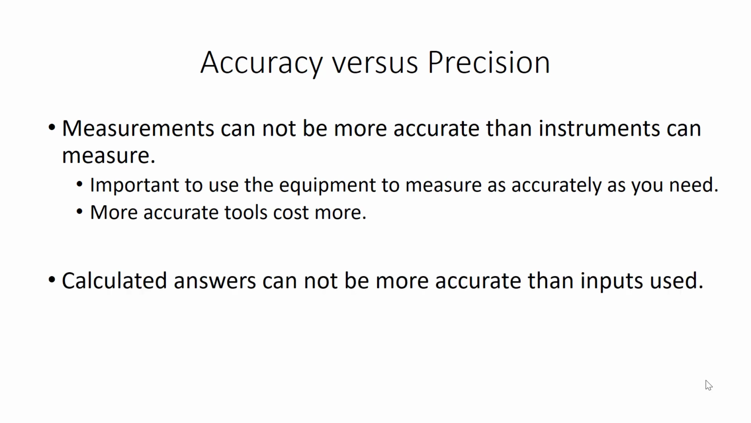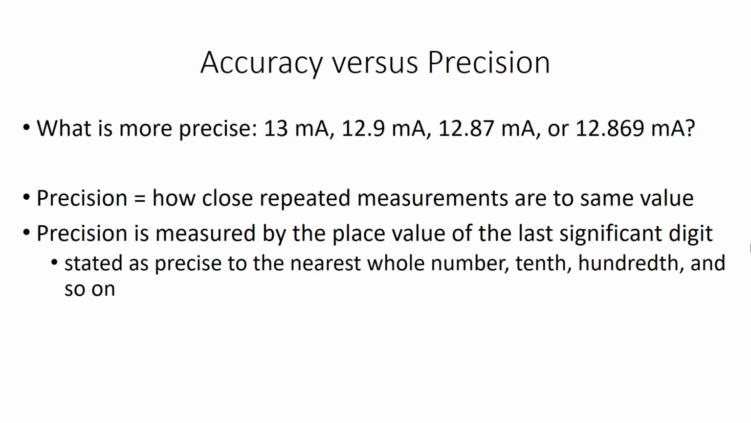Second main idea is that calculated answers cannot be more accurate than the inputs used. When we think about precision, precision is how close repeated measurements are to the same value. It's like the target. If all of the bullets are hitting in the same spot, they're precise. What we really want is precision and accuracy, where they're all hitting in the same spot and all at the correct value. Precision is measured by the place value of the last significant digit, and we state it as precise to the nearest whole number or the nearest tenth or hundredth and so on.